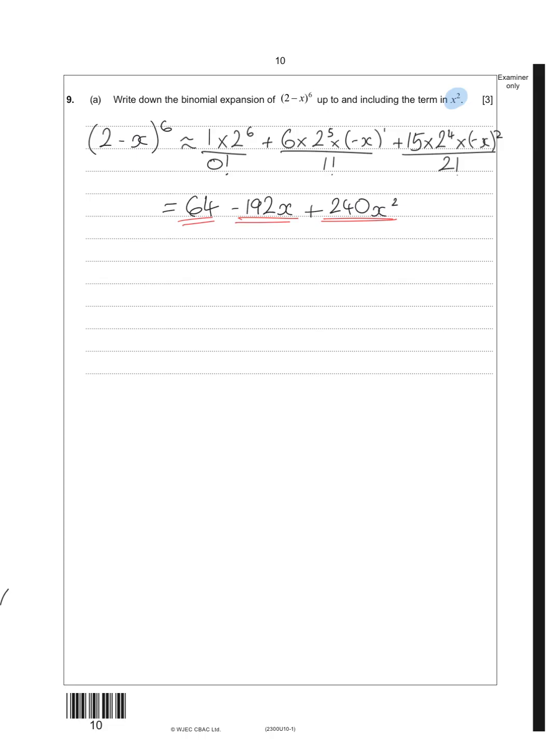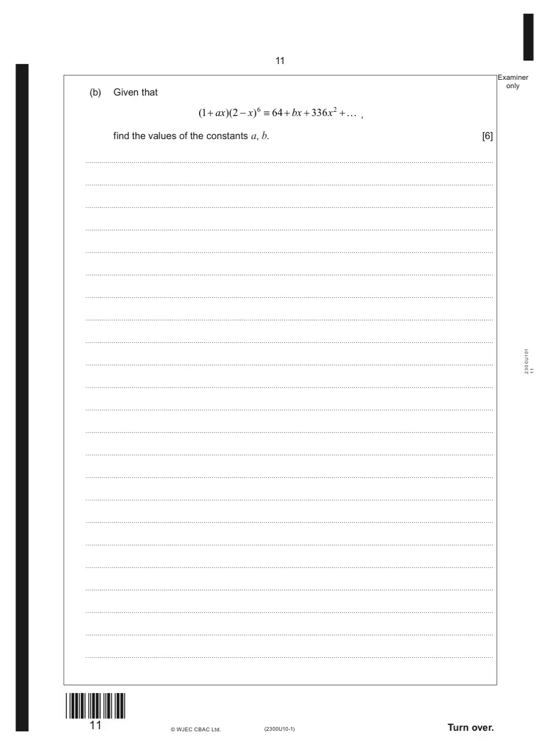Okay, moving on. I suspect there's a part B. And here we are. Find the values of the constants A and B. So really important to note, this thing here is what we've just dealt with. Okay, so let's start there. Let's think that what we've actually got is 1 plus ax multiplied by our answer from the previous question, so 64 minus 192 lots of x plus 240 lots of x squared.